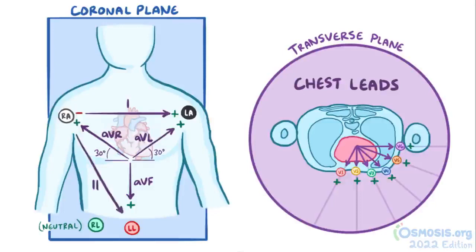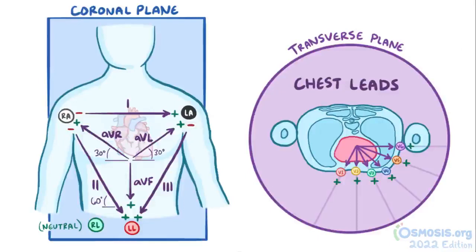Lead 2 uses the right arm as the negative pole and the left leg as the positive pole, forming a vector that goes to the plus 60 degree mark. And lead 3 uses the left arm as the negative pole and the left leg as the positive pole, forming a vector that goes to the plus 120 degree mark.